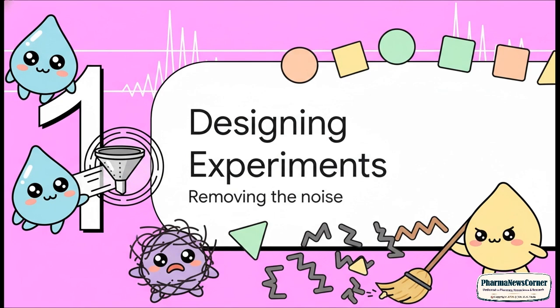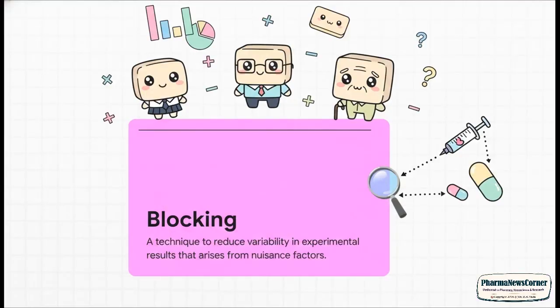Before we can analyze anything at all, we need good, clean data. You can think of it like this. This first step is all about removing the noise, all those random things that can hide the true effect we are actually trying to find. So one of the most important ways to do this is a technique called blocking.